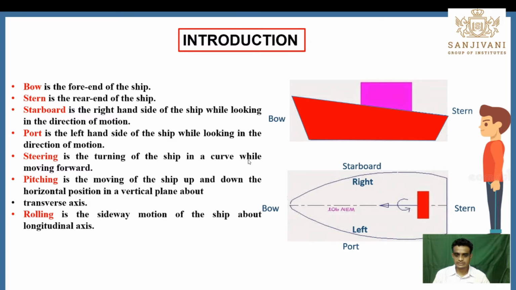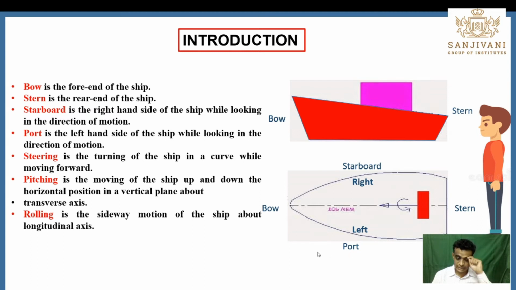Now let's consider some terminology used for ships. The forward end or the front end of the ship is known as the bow. The tail end is known as the stern or the rear end. When you are looking from the tail end, the right side of the ship is called the starboard, and the left side is called the port.